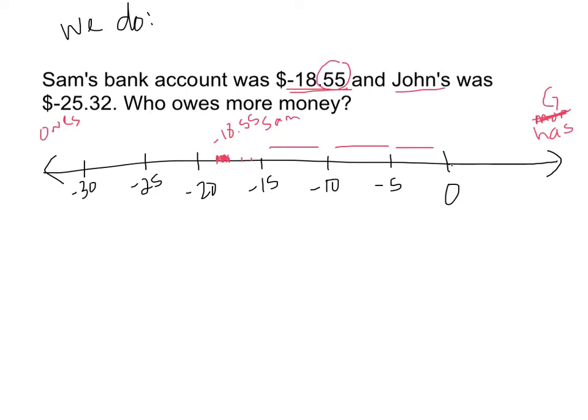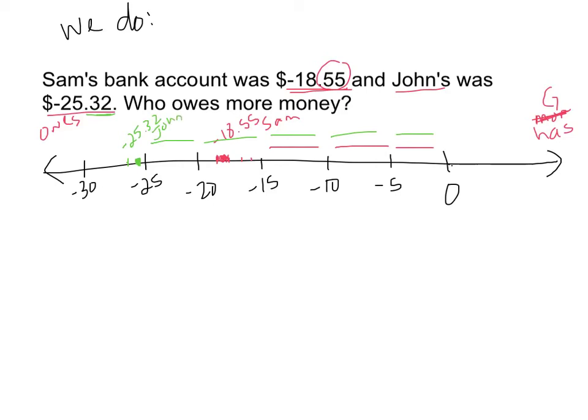John owes $25.32. So his would be 5, 10, 15, 20, 25 and a little bit more. Here's 26, and it's 32 out of 100 between negative 25 and negative 26. So 32 out of 100 is going to be about right there. So you have negative 25.32, John.